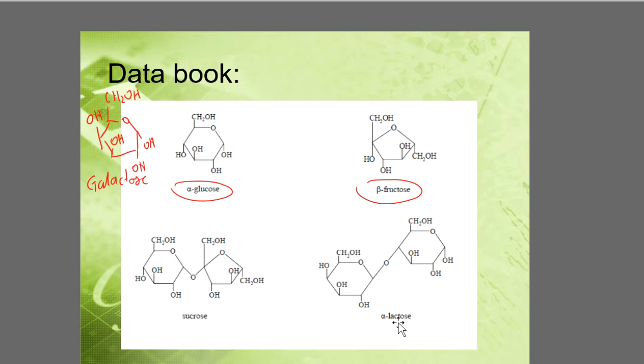So just have a look here back on the data book. This is the structure of lactose that we've been given. You can clearly see that it is a very different structure to the maltose one that we went through before. Okay, and this change in bond orientation here is something we'll talk about in terms of how lactose is broken down.